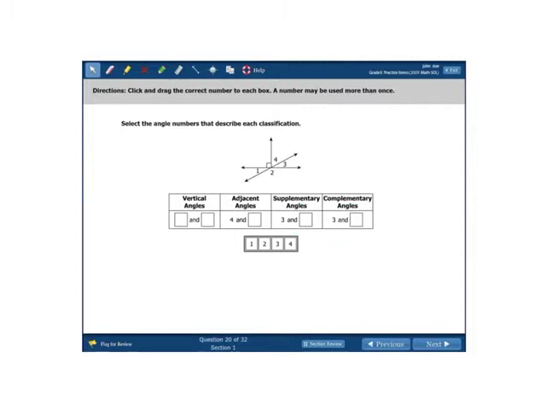Let's start with the vertical angles. We want the ones across from one another. So across from one another are going to be 1 and 3. Those are the only ones that are across from one another in an X. 1 and 3. So we put 1 here, we'd put 3 here.